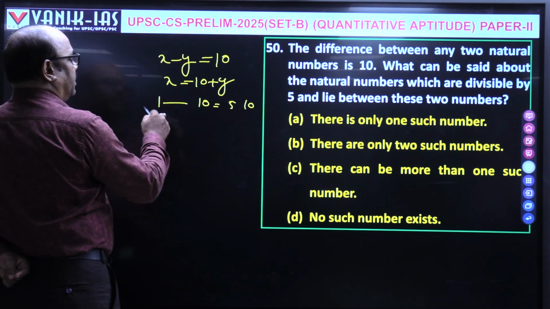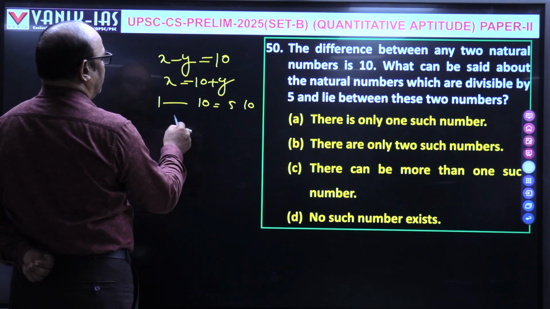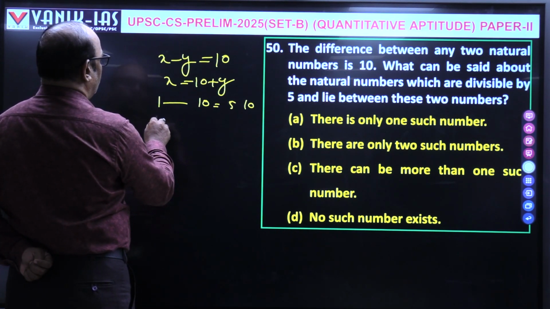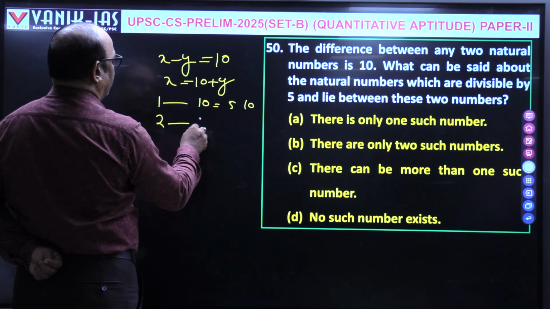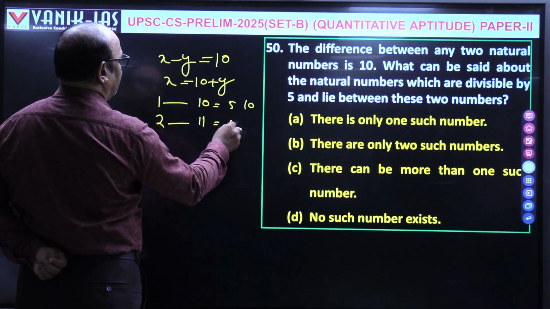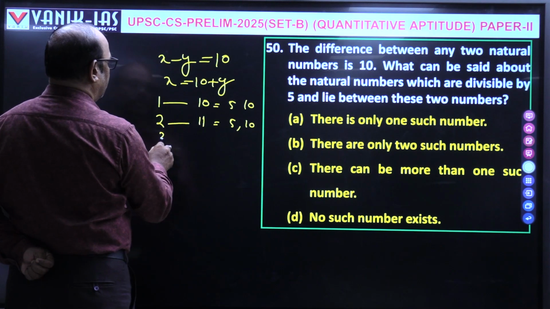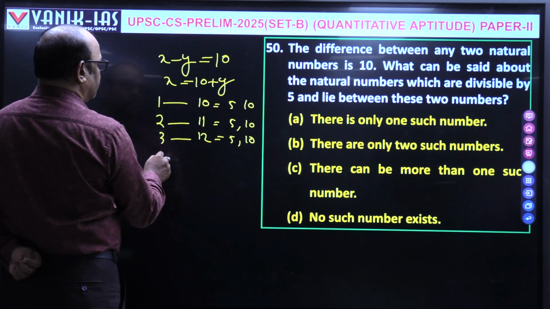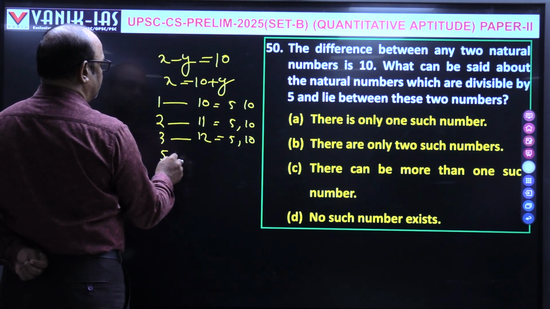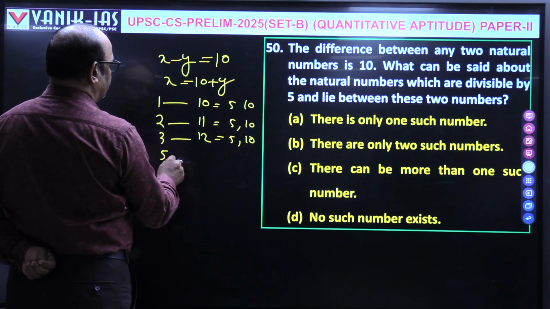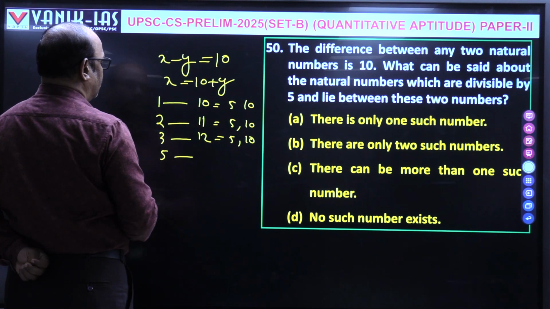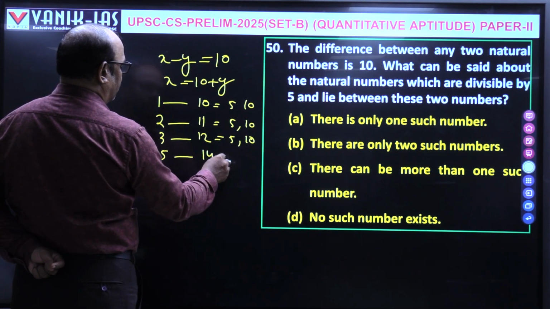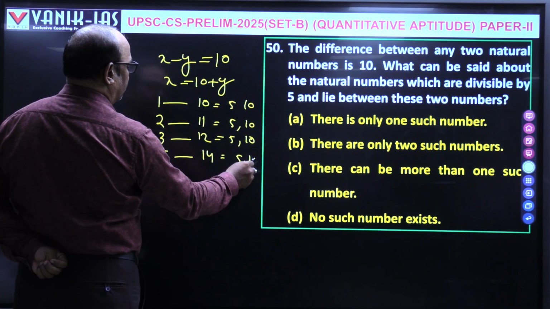In between two numbers, any two numbers you can take, that 10 is there. Suppose 2 to 11, that is also two numbers, 5 and 10. 3 to 12, also 5 and 10. 5 to 14, again two numbers, 5 and 10.